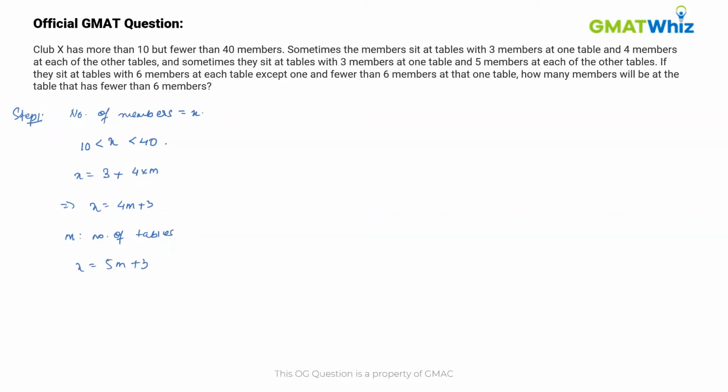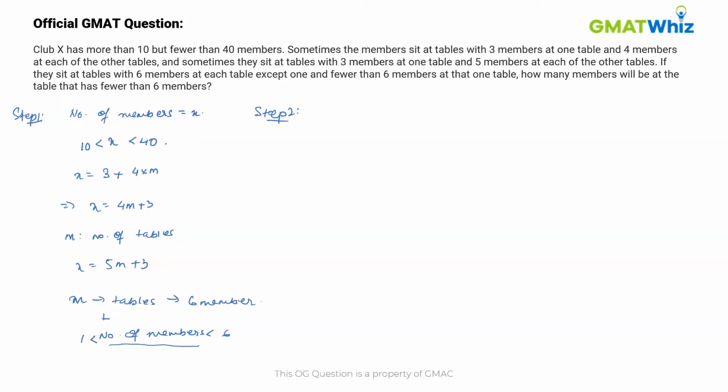We have to find out, if they sit at tables with 6 members at each table except one and fewer than 6 members at one table, how many members will be at the table that has fewer than 6 members. So we have to find that for m number of tables, there are 6 members on each table. There's another table in which the number of members seated is less than 6 but is greater than 1. We have to find this number of members on the table. Now let's move on to step 2 and understand how to proceed with the solution.